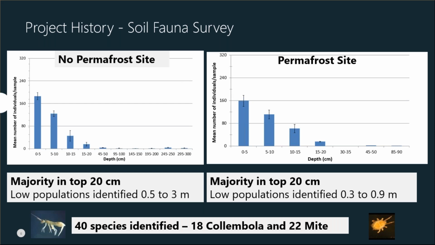But on the non-permafrost sites, there were invertebrates observed down to 3 meters. However, it was very minimal. The majority was definitely found in the top 20 centimeters. And then they also did classification of the invertebrates that were collected.